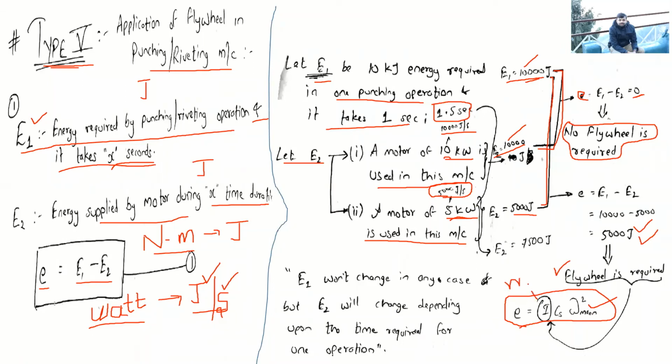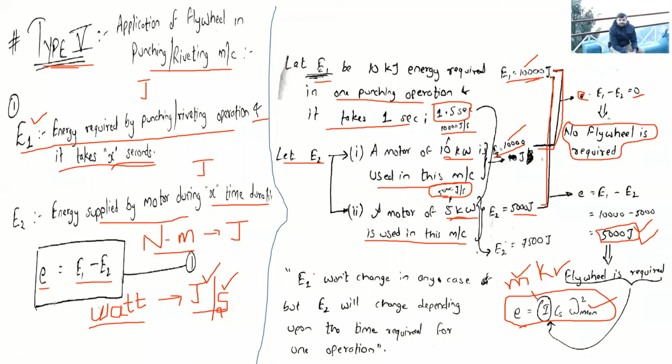So the space constraints would be given to us, that we will take as the value of k, that is, the radius of gyration, and we can find out the mass that would be required to supply this much amount of energy per cycle. So I hope this is clear to you.